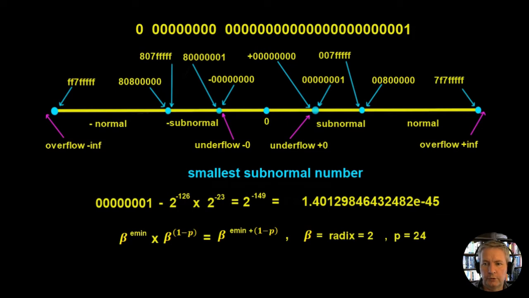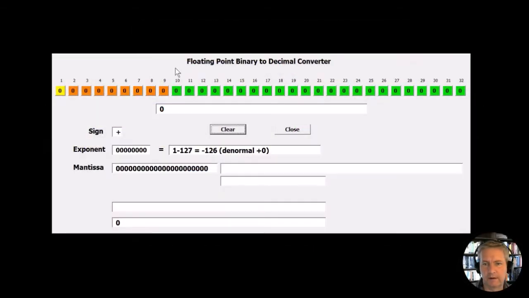So let's now look at the junction between the smallest subnormal number and an underflow to 0 plus. The smallest subnormal number is going to be given by 7 zeros and a 1 in hex, and I've written that number up here, so it's all zeros apart from the 32nd bit, which is a value of 1. So let's go ahead and put this number into our conversion tool.